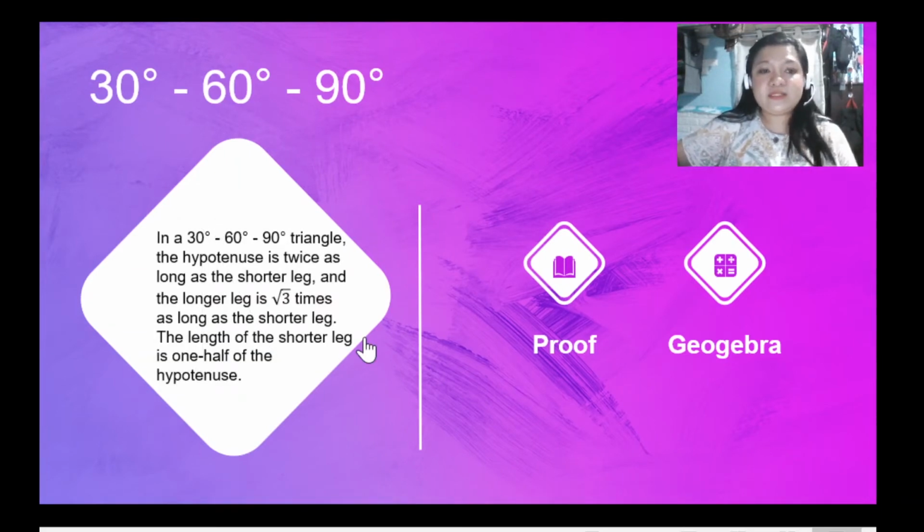Okay. In a 30, 60, 90 triangle, the hypotenuse is twice as long as the shorter leg, and the longer leg is square root of 3 times as long as the shorter leg. The length of the shorter leg is 1/2 of the hypotenuse. Now, let us move to our examples.